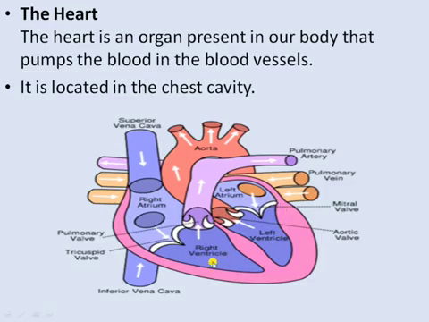The atrium and ventricle on each side are divided individually with the help of some valves. As you can see, these are the valves that divide the atrium and ventricle. These are the valves, tricuspid valves and bicuspid valves.